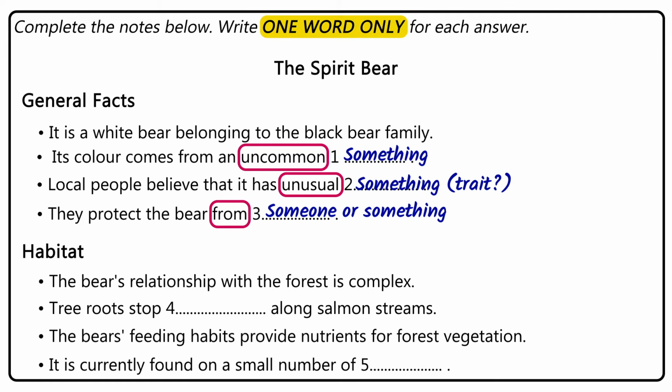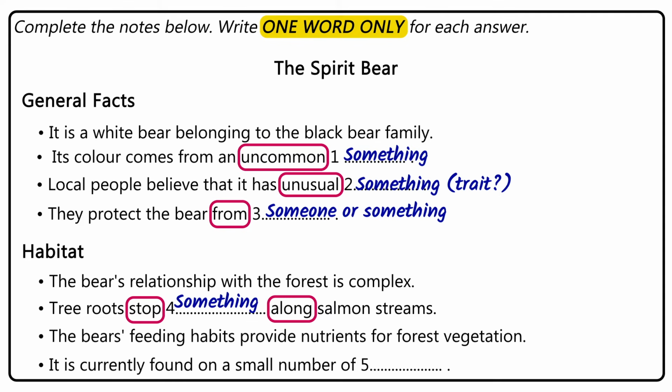Then question number 4, tree roots stop along salmon streams. This connecting word along is very important. And also the word stop something. So these tree roots stop something, and that something is along salmon streams. And question number 5, it is currently found on a small number of.